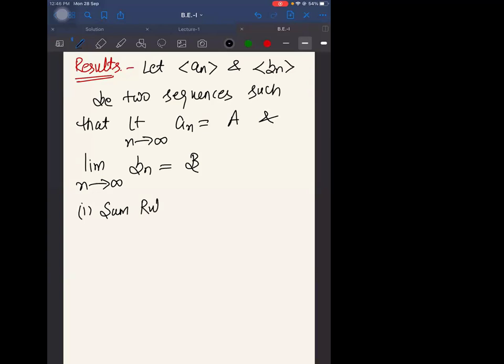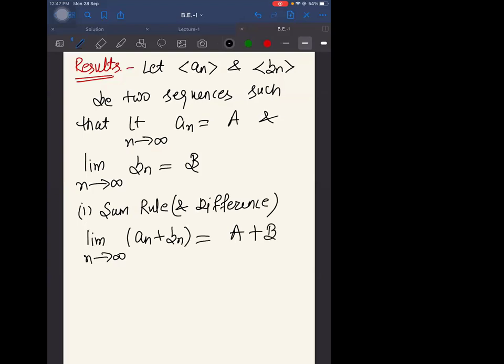The sum and difference rule: a plus b and a minus b. So limit n tends to infinity, if you take the addition of these two sequences, then the answer will be a plus b. And of course, if you take the subtraction, then the subtraction will also hold.